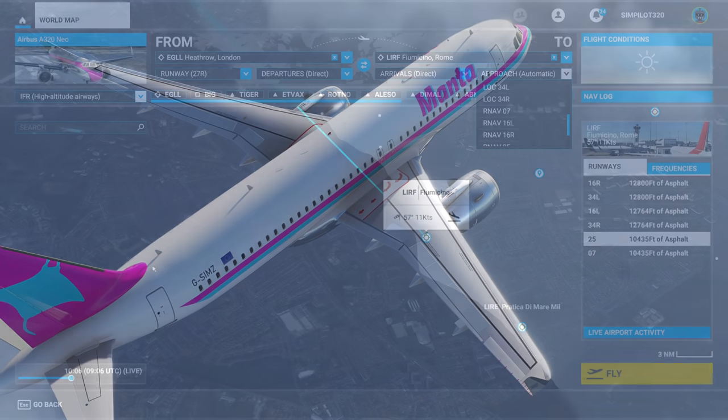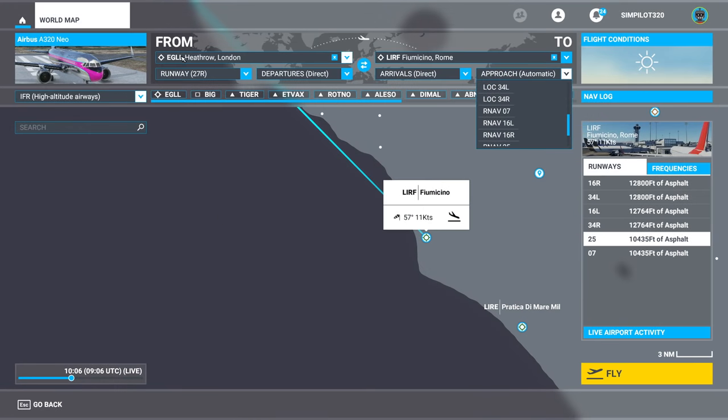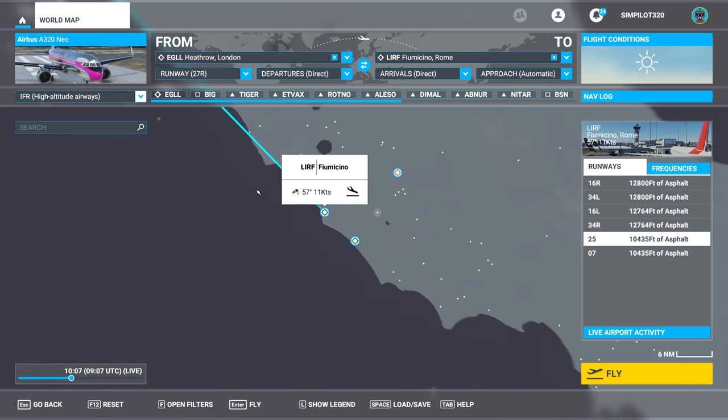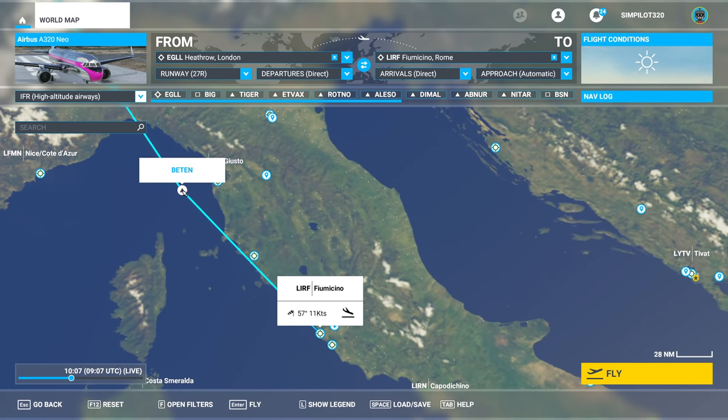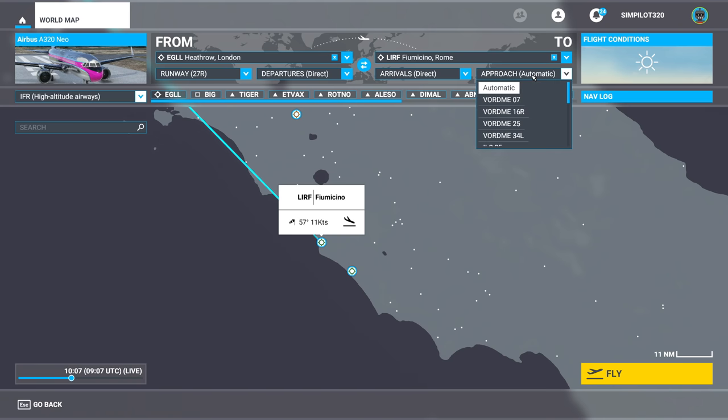Right, let's get started. So here we are in the planning tool and I've put Heathrow to Rome Fiumicino. I'm not going to talk about departures, we've done that already, but we will look at the approaches. By default, you can see it gives us arrivals direct approach automatic. And the last waypoint on our airway, I think, is Betton, which is miles away. So what are we going to do? Well, let's choose the approach we want.